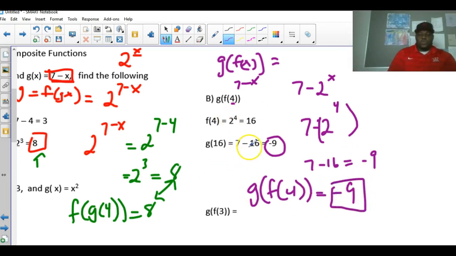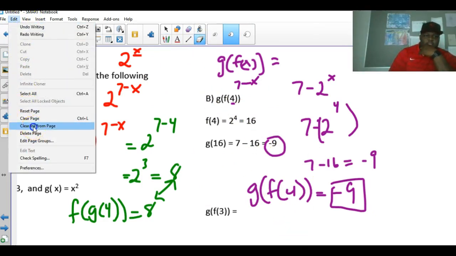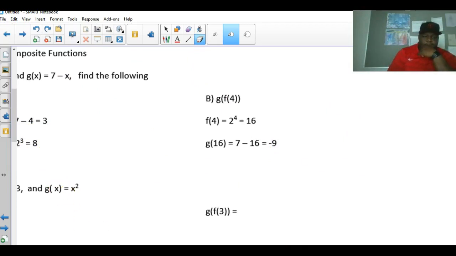Again, if you went through it this way, where you solve f of 4 first, so 2 to the 4th is 16, and then plug the 16 in, 7 minus 16 is negative 9. That's fine. It's the same thing. I just like to put the composition together and evaluate it, okay? Let me erase so I can have some space. Edit, clear the ink.